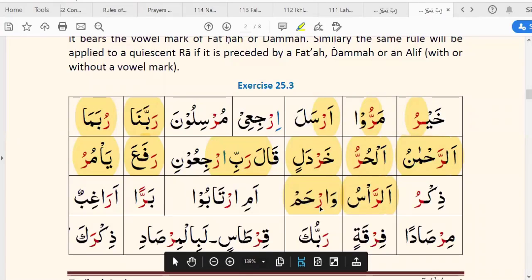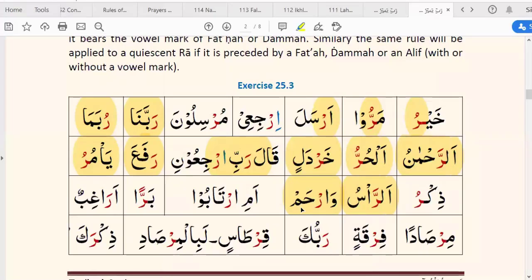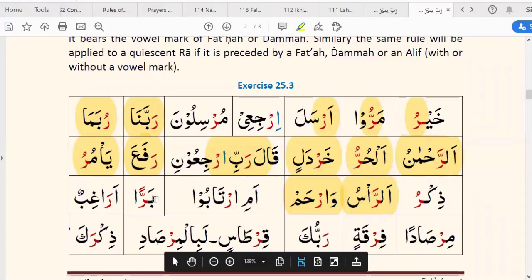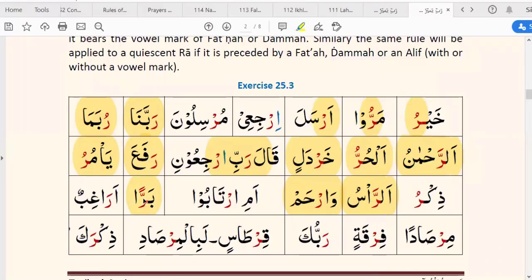Over here again, Ra sakin, and before that Waw with a fatha. Warham. وارحم. Well done. Let's do one more example and then move on. Over here we have Ra mushaddad with fathatan, and before that we have Ba with a fatha stroke. So we're going to keep the sound thick and heavy for this as well. Barron. برا. Good.